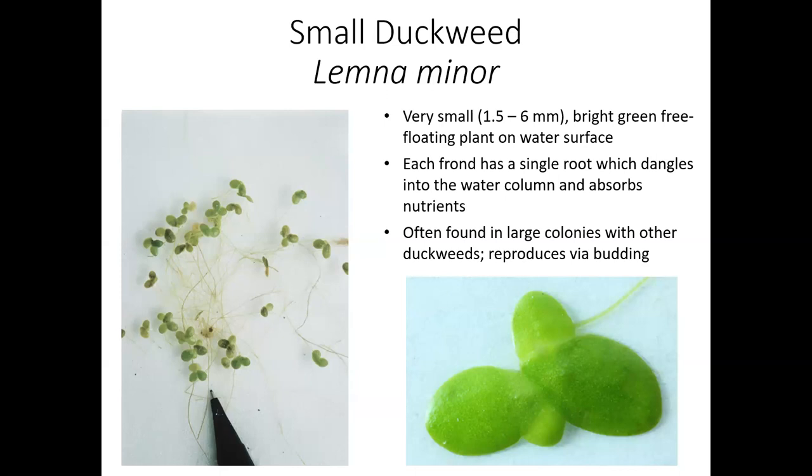We oftentimes get calls from citizens or other riparians who believe they have an algal bloom going on when some of these large or small duckweed populations are present. Each of the fronds has a single root which dangles into the water column. These duckweed species are really experts at absorbing nutrients. They can take a lot of those nutrients from the water column, and they use them to spread and to reproduce. This is a unique species in that it reproduces via budding. So new green fronds will form on this plant, and then after a certain size, a portion of that plant will just break off from the main plant, and that can start a new plant and so on and so forth.